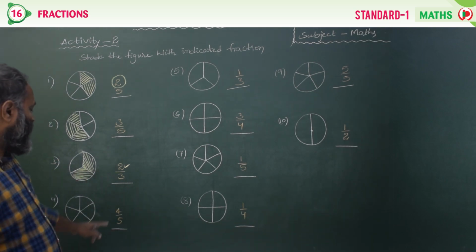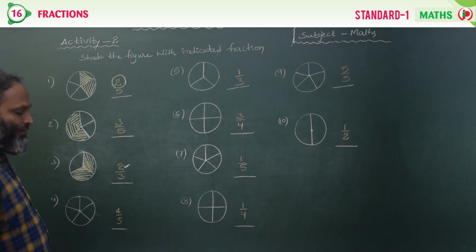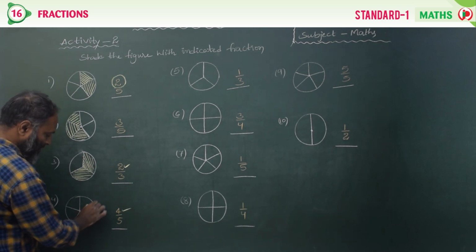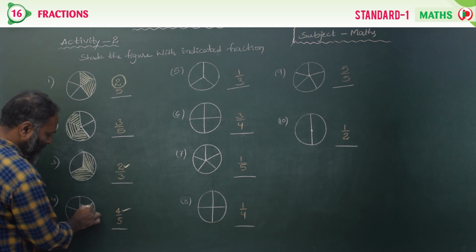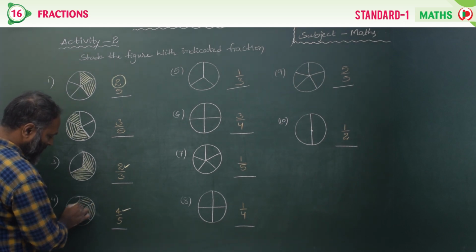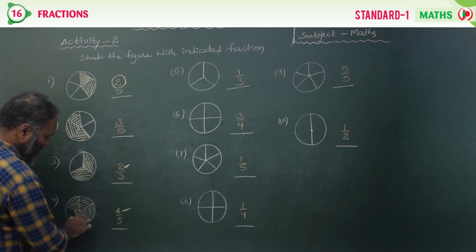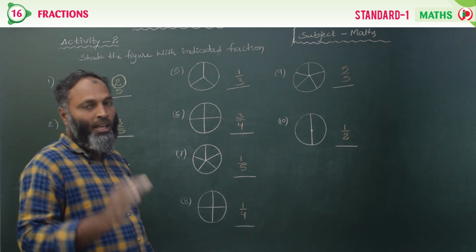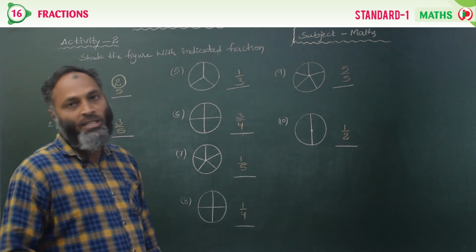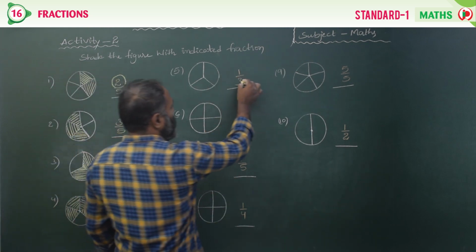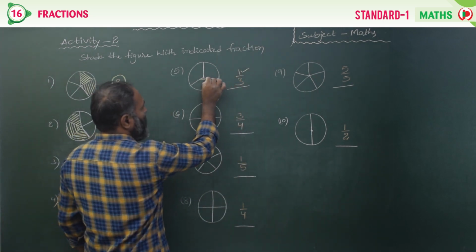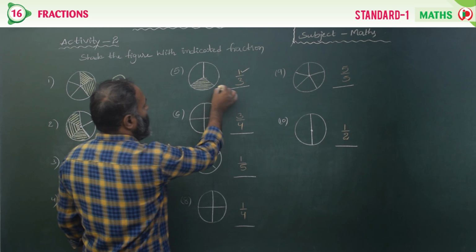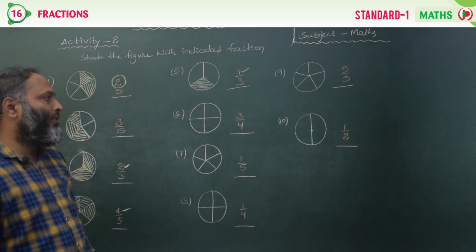Okay, now in the next fraction, 4 by 5, out of 5 parts we should shade 4 parts. So this is the first part, this is the second part, this is the third part, this is the fourth part. Total 4 parts we should shade out of 5. The numerator represents how many parts we should shade. Here, out of 3 parts, 1 part we should shade, only 1 part. This is 1 by 3. The shaded fraction is 1 by 3.